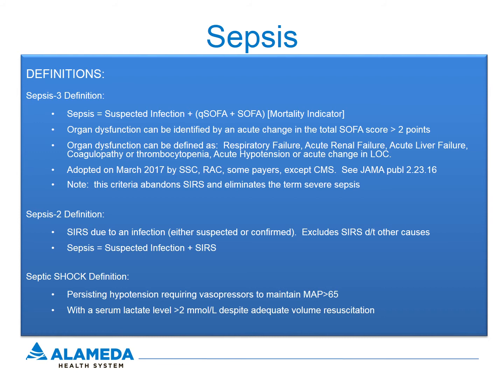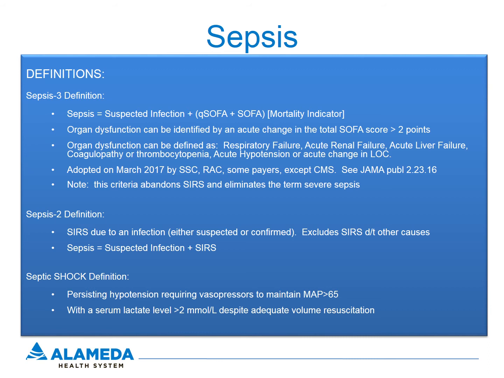Now, AHS adapted the SOFA criteria in March of 2017. But it's also been adapted by many payers, RAC, SSC, and some payers, and it was published in the JAMA publication of February 23, 2016. The only payer, which is a majority of payers in a lot of cases, that did not totally adapt the SOFA criteria, that still uses SIRS criteria, is CMS, and that's Medicare patients. You all cannot worry about which payer the patient is as a physician.